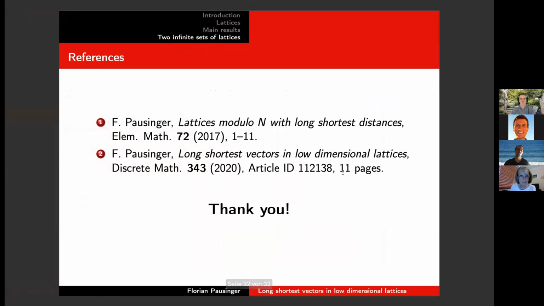Okay, so with this, I would like to thank you. This talk was based on 2 papers. The first appeared in Elemente der Mathematik, which is this general audience journal that usually publishes semi-serious results. This was for the 2-dimensional problems, and then last year I looked into the 3-dimensional problems, and I got this second paper. Okay, thank you.